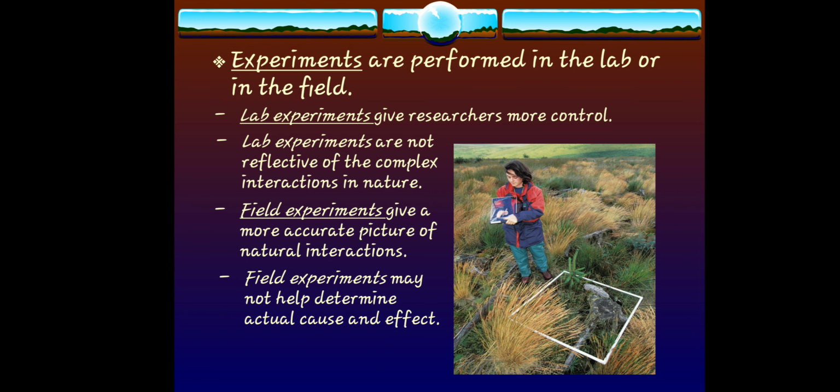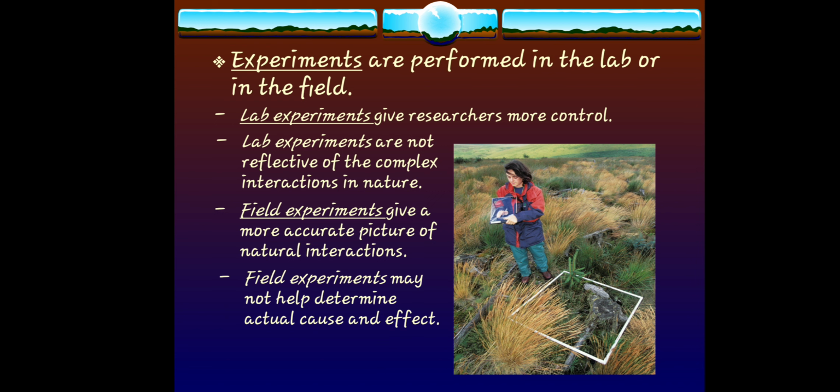We have lab experiments. These give researchers more control, but lab experiments are not reflective of the complex interactions in nature. Your observation pertains only to that specific span of time that you were there. It is not brought to the laboratory, only your observation is, but not the interaction of nature, because you will be experimenting with your observation inside the laboratory. This is in contrast to the field experiment, because it gives a more accurate picture of natural interaction. So that is the difference between laboratory experiments and field experiments. A field experiment may not help determine actual cause and effect, but it can give a more accurate picture of natural interaction.